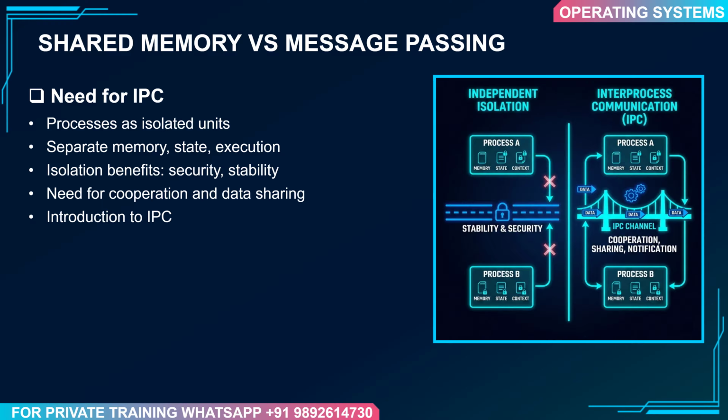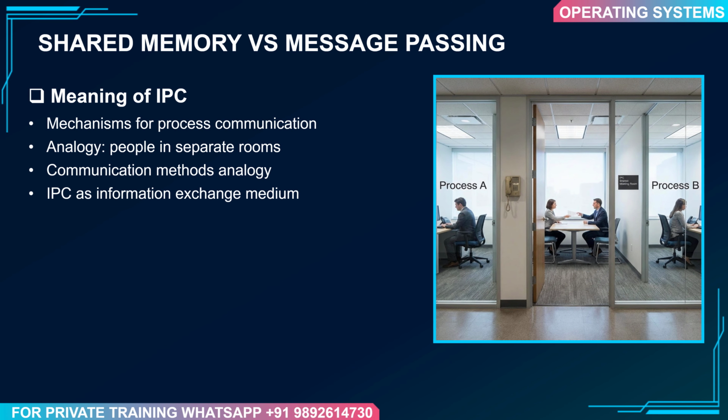In real systems, processes rarely work completely alone. They often need to cooperate, share data, or notify each other about events. This is where the idea of interprocess communication, or IPC, comes in. In simple terms, interprocess communication is the set of mechanisms that allows processes to talk to each other.